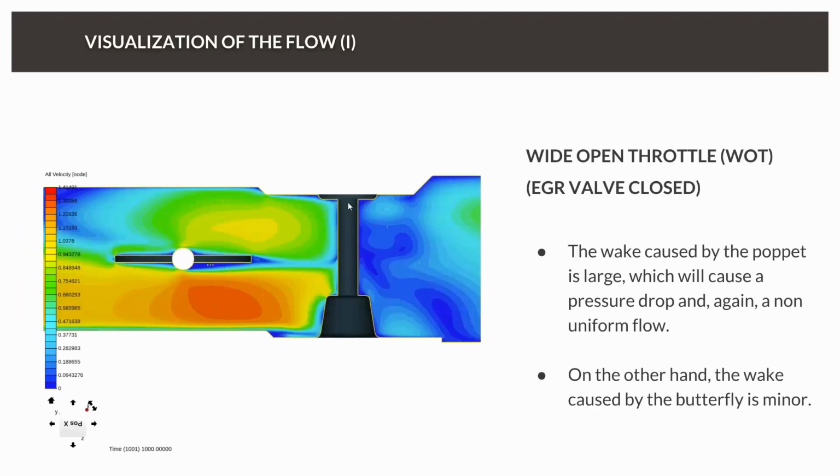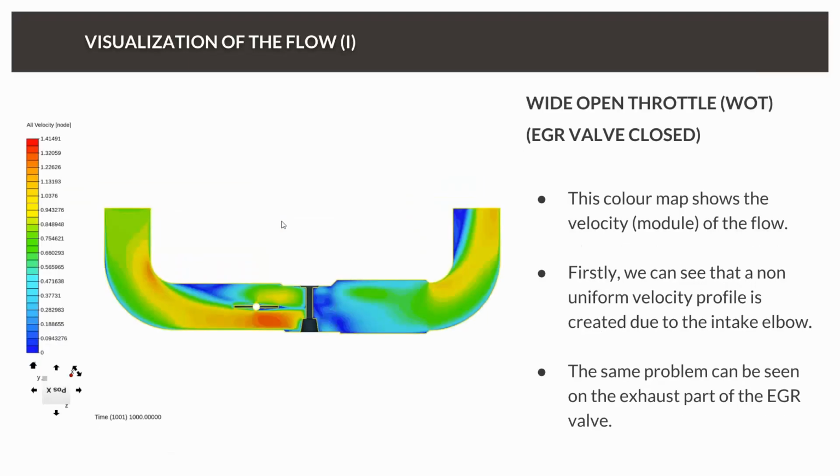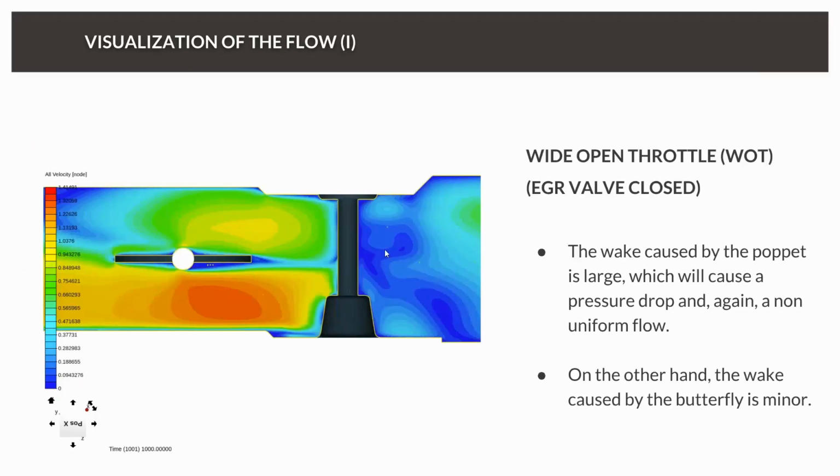If we now zoom in and take a look at what's happening in the near of the poppet, so this valve is closed, we can see that there is a huge wake created by the poppet, and this will create a pressure drop and again a non-uniform flow. At the same time, we have some wake which is caused by the butterfly, but this can really be neglected since it's really small compared to the wake generated by the poppet.